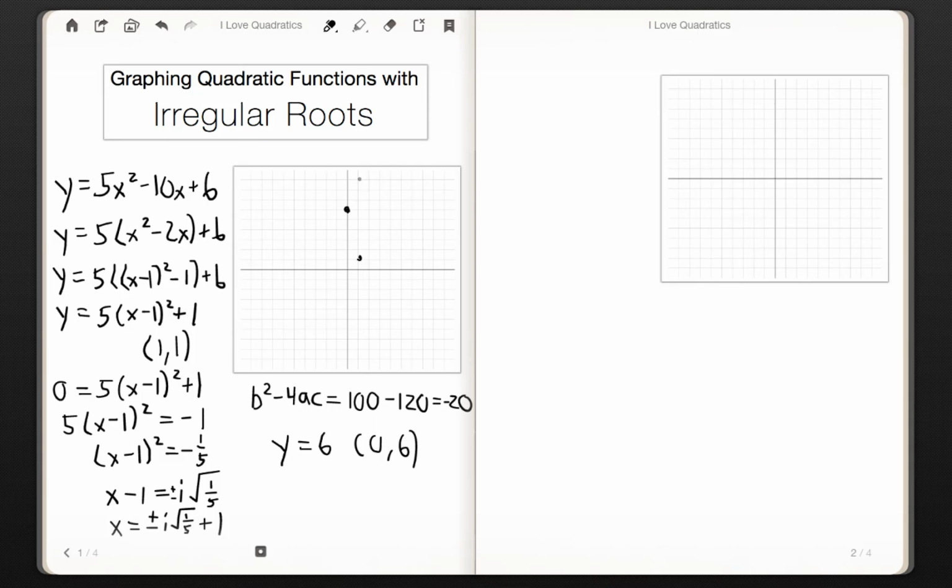Now, because we know that this parabola has an axis of symmetry going right through the vertex, we can reflect this point over that axis and get this point right there. And now we have 3 points, which is enough to get us a decent looking graph, just like that. So even though the graph has no roots, we couldn't use root form, we're still able to graph it.